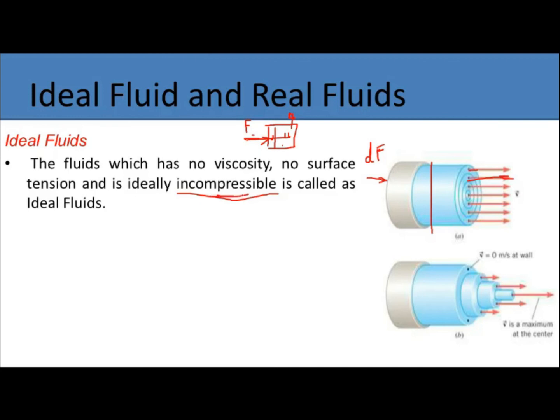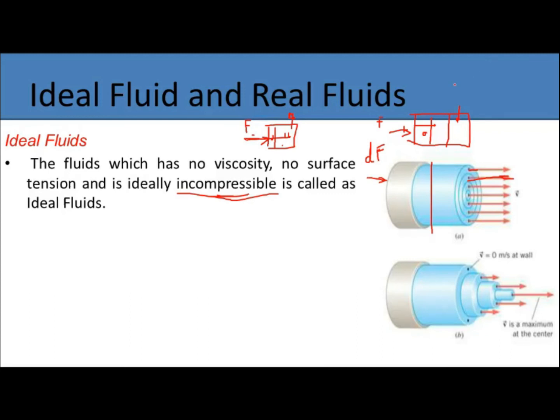All these are incompressible. And suppose there is another piston cylinder arrangement, and you are applying the force. But on the application of force, what is happening? This piston is moving forward, and as the piston is moving forward, the volume of this fluid is changing. Its pressure will increase, volume will decrease. So that type of fluid which has the ability to compress on the application of external force is called a compressible fluid.